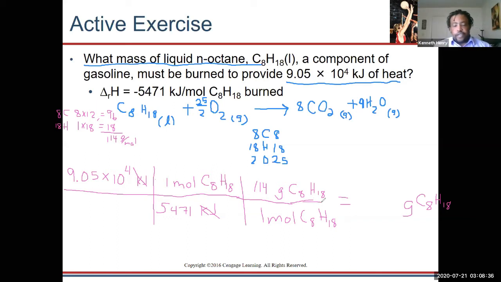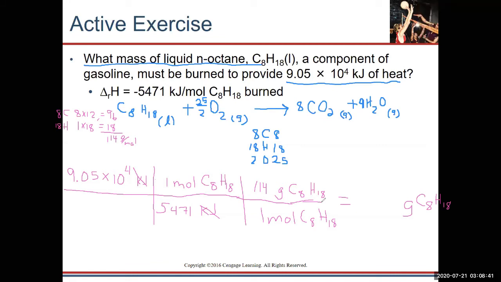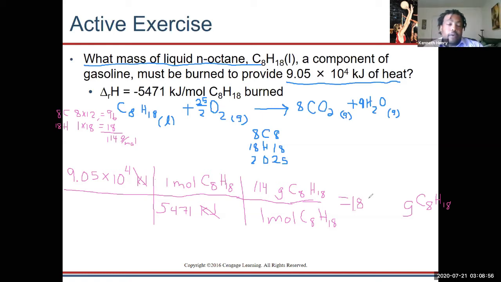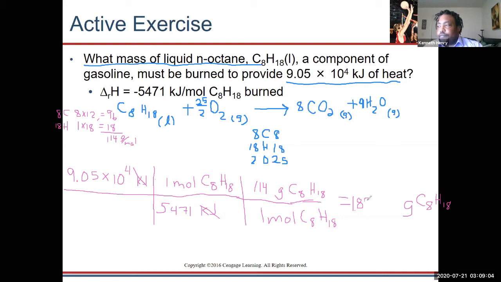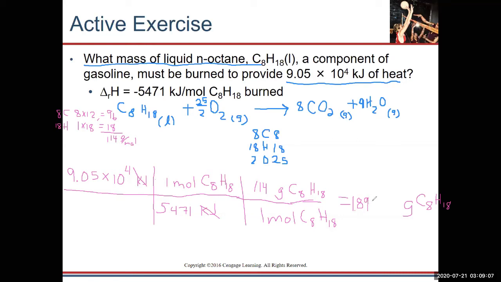Then what do you guys get? 1,885. Oh, I wrote it in scientific notation. The 1,800 and what? And 86, I guess. How many sig figs? No, 3. So 1,008. Wait, what? No, 1,890.